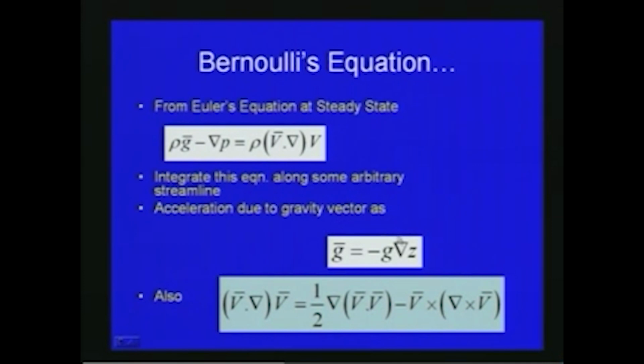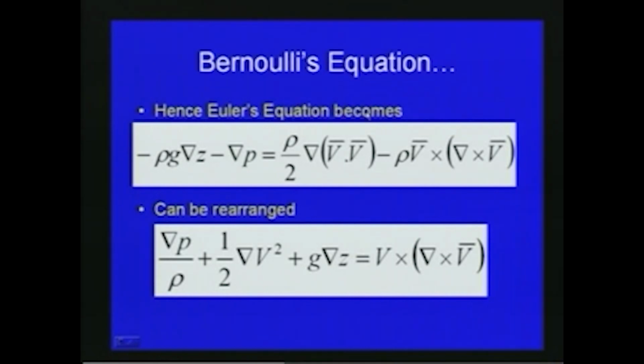Before the integration, the acceleration due to gravity, g bar, can be written with respect to the normal direction as minus g del z. And then the other term, v dot del v bar, on the right hand side of the steady state Euler's equation, can be written using vector mathematics as half del of v dot v minus v cross del cross v. This is from vector algebra, the vector product and dot product. Now Euler's equation finally becomes minus rho g del z minus del p is equal to rho by 2 del of v dot v minus rho v bar cross del cross v.